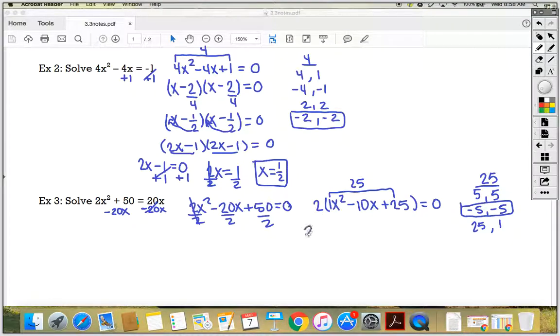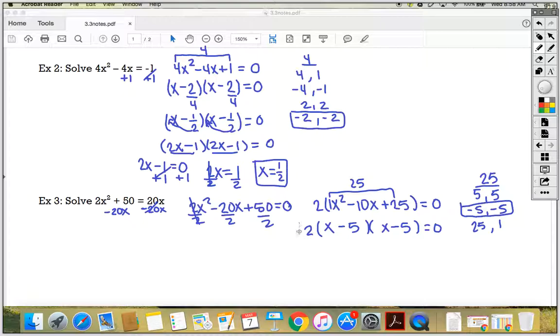This 2 is still out in front. I'm going to split this into my 2 parentheses. They're both negative 5s, so x minus 5 and x minus 5. Okay, it's completely factored. We're ready to solve.